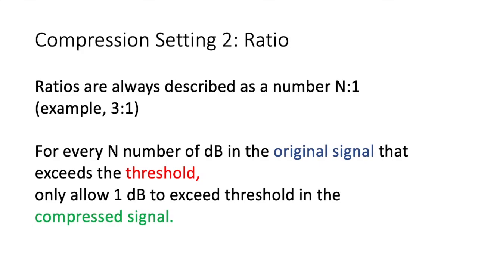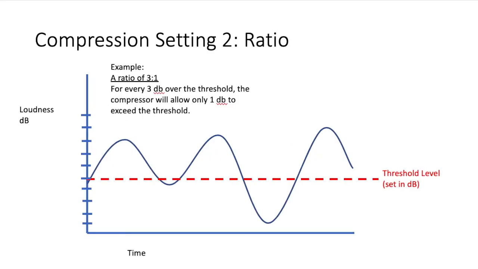So in the number n to 1, for every n decibels that the original signal exceeds the threshold, only 1 decibel is going to be allowed to exceed the threshold in your compressed signal. Let me show you what that looks like.